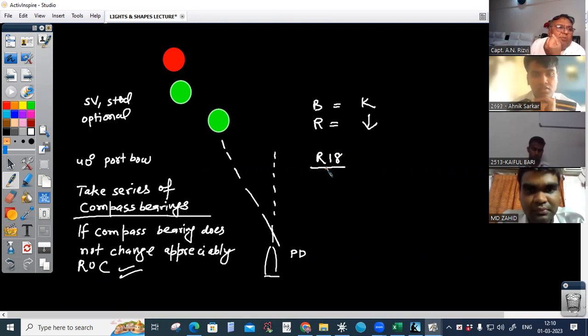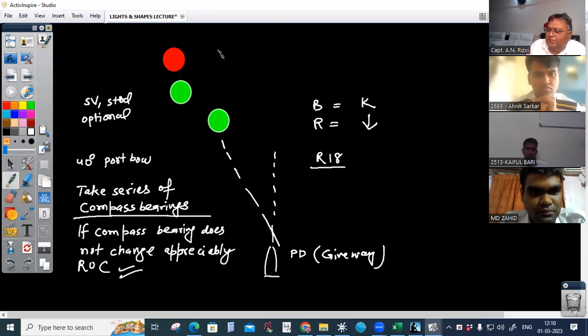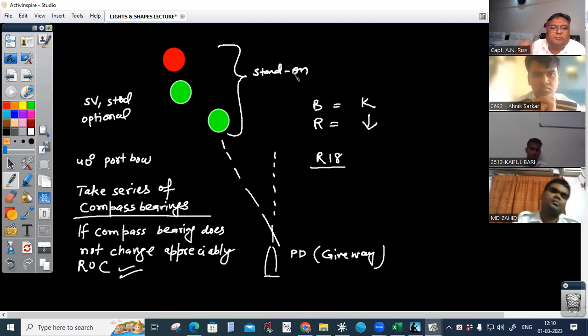It is the responsibility of the power-driven vessel, or you can say it is my responsibility, to keep clear of the sailing vessel. Correct. So, actually, you can describe that here the power-driven vessel is give way and this fellow is stand on vessel. And what action will you take? Sir, alter the course to starboard and pass from astern, sir.